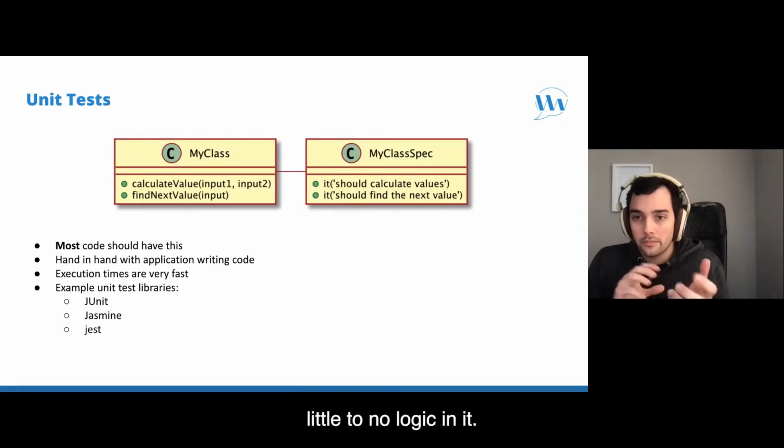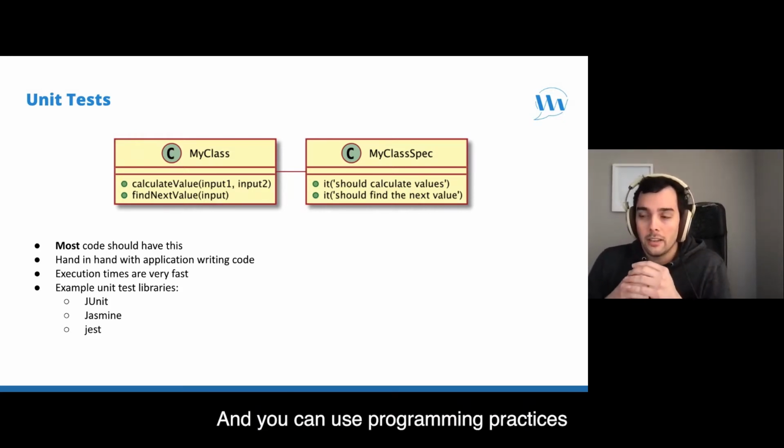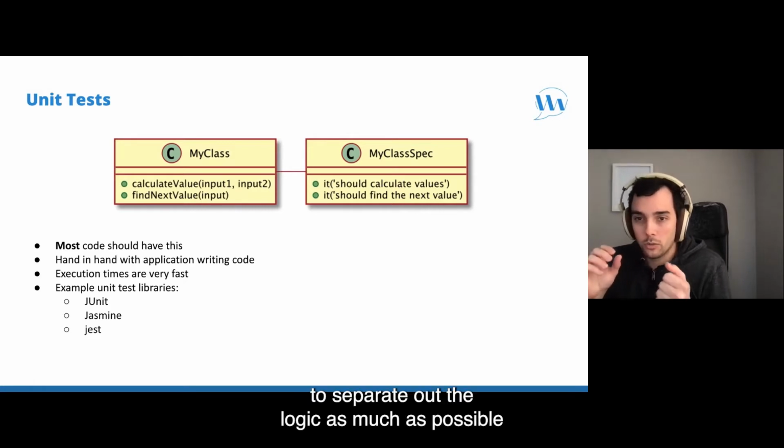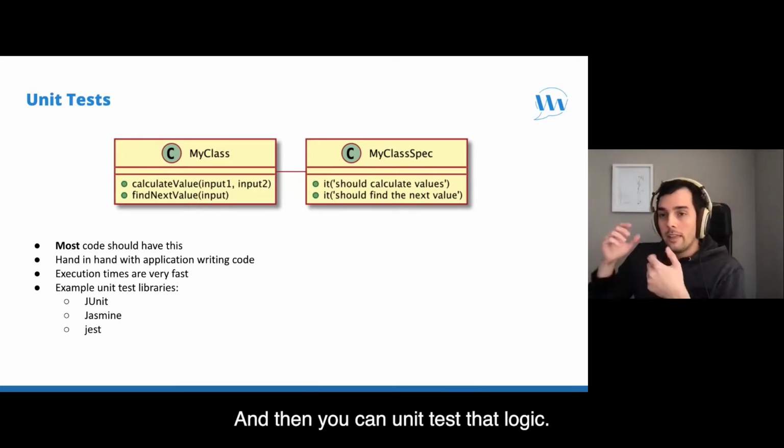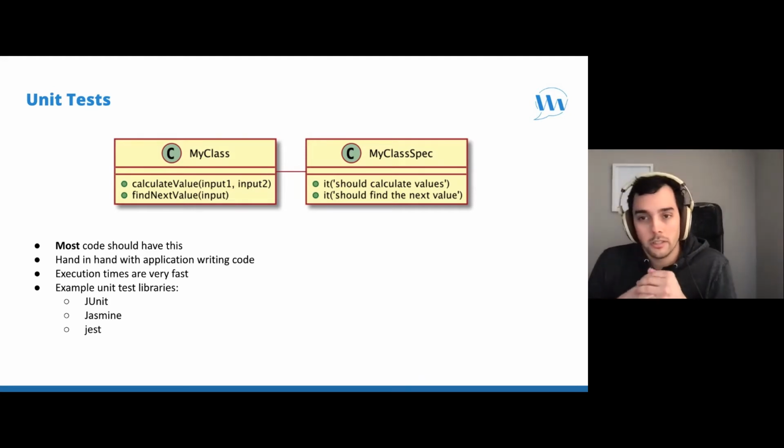Untestable code should have little to no logic in it. And you can use programming practices to separate out the logic as much as possible from this untestable code. And then you can unit test that logic.